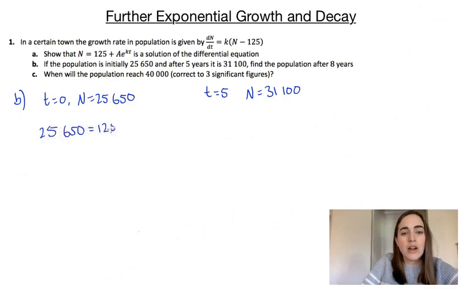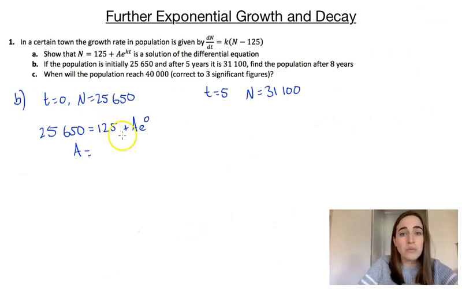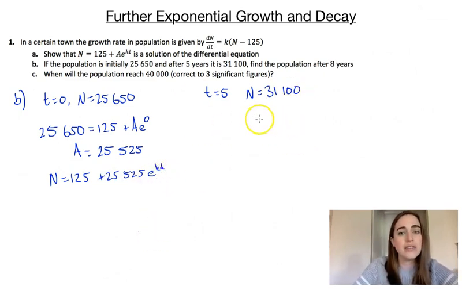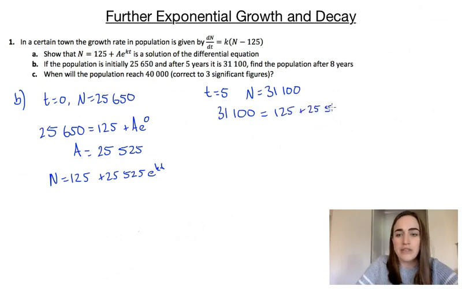We're going to have 25,650 is equal to 125 plus Ae^(kt), but t is 0, so that's just to the power of 0, which means that A would be equal to 25,650 minus our 125, so it's going to be equal to 25,525. So that means that our equation then is that N is equal to 125 plus 25,525e^(kt), but we still need to find k, so that's where we use these ones. If we substitute those values in, we're going to have 31,100 is equal to 125 plus 25,525e^(5k).